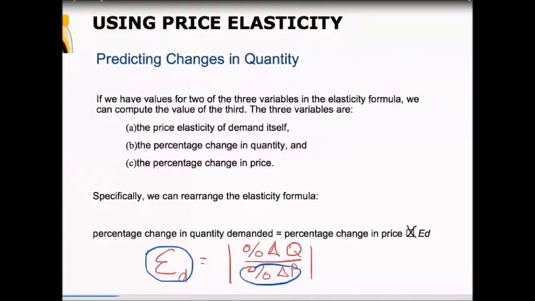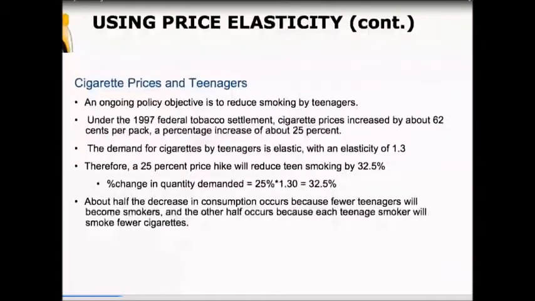Now let's see how we might use this formula. Once we know the percentage change in price and the elasticity of demand, we can calculate some very interesting outcomes. An ongoing policy objective of the federal government in the United States is to reduce smoking by teenagers. In 1997, a settlement was reached that increased the price of cigarettes by about 62 cents per pack. This is a 25% increase in the price. So we know that the percent change in the price equals 25%.